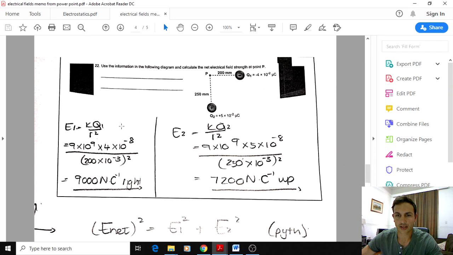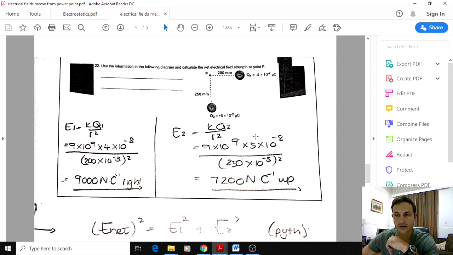So now you will calculate the electric field strength based on Q1, and that is going to be towards Q1 because it is a negative charge, so it's going to be to the right. This one is going to be away from Q2 over here, because it's positive, so it's going to be up. So we've got up and to the right. So how do we calculate the magnitude of the electric field? It's going to have to be by means of Pythagoras.